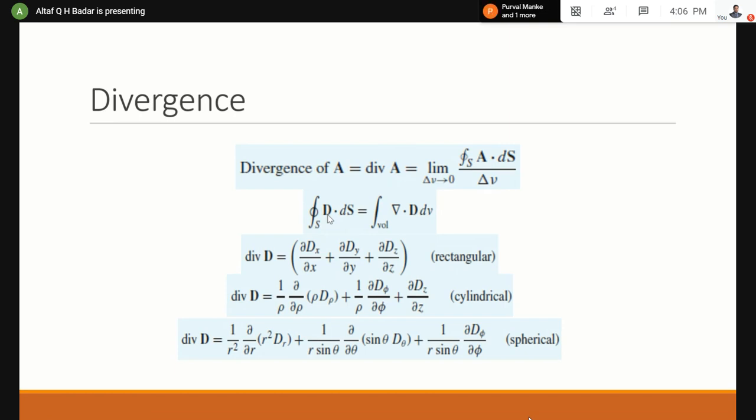But the other problem is with these formulas. If you just have a look, the size of the formulas is quite huge and you need to remember them, remembering them while understanding them as well. This is a very important thing that you need to understand. You need to remember all these things. What is the formula for div D in Cartesian? What is the formula for divergence in cylindrical? What is the formula in spherical?